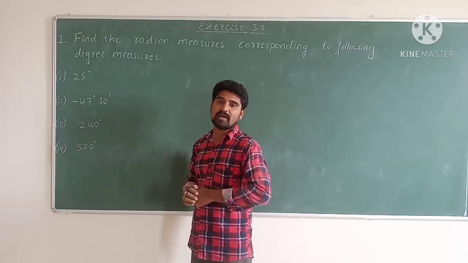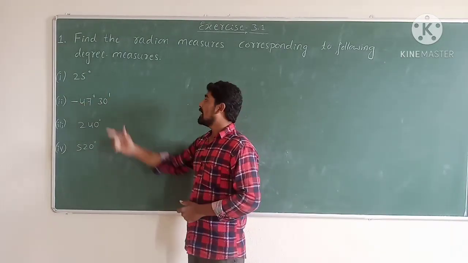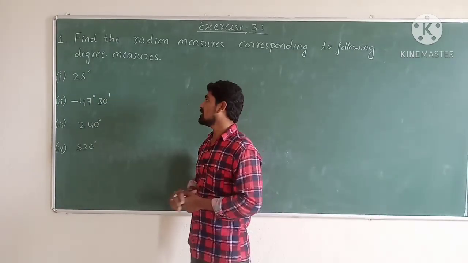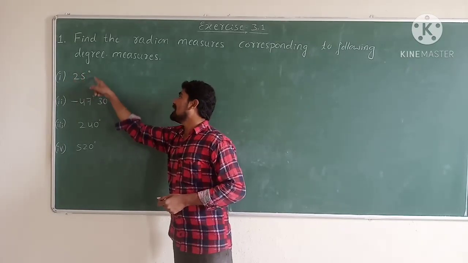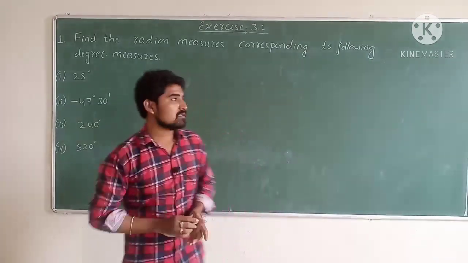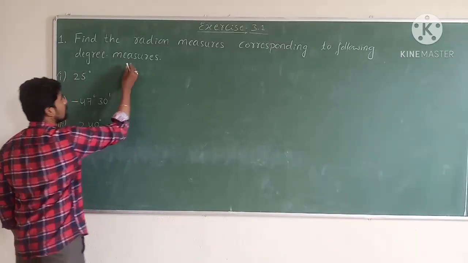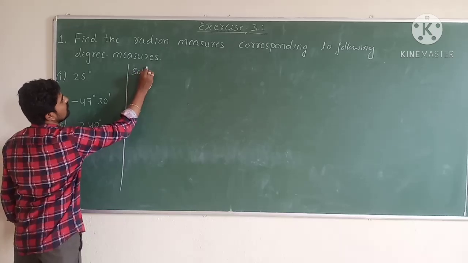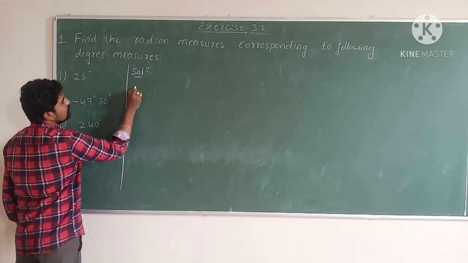So we need to identify their angles in radian measures. So it means 25 degrees is equal to how many radians. So let's start the solution. First question.